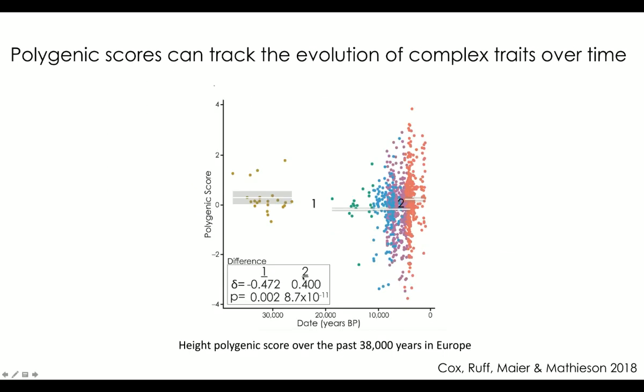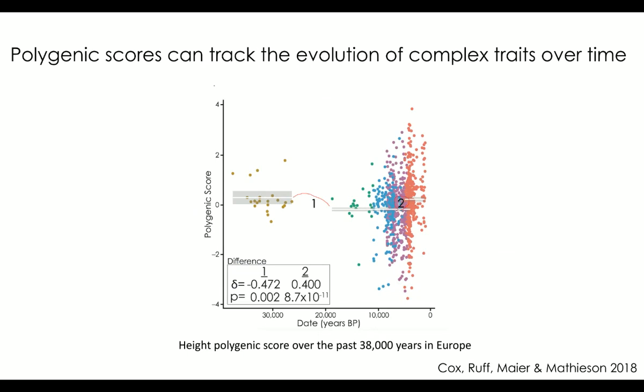My lab is particularly interested in the idea that we could use this technology to actually track the evolution of complex traits over time. So what I'm showing you here is the change in height polygenic score over the past 38,000 years in Europe. So each point here is an ancient individual whose genome has been sequenced, or at least has genome-wide data. And we find these significant mean shifts in polygenic score, for example, one here going from the early to late Upper Paleolithic. This is where the Ice Age happens, and two going from the Neolithic into the Bronze Age here.